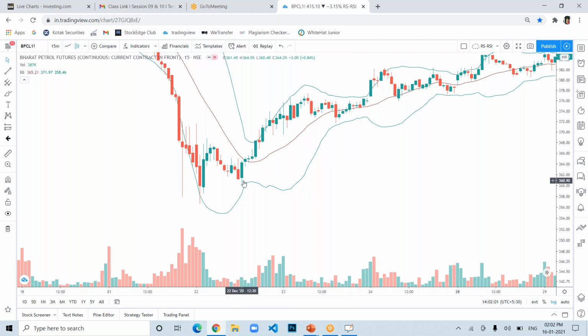Akhilesh, higher in the sense what? Higher from where? I didn't get that. I didn't get higher from where point.